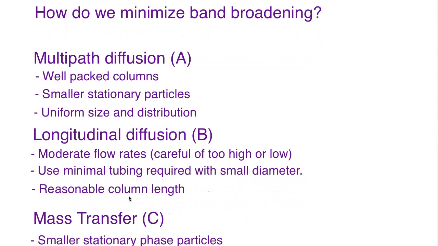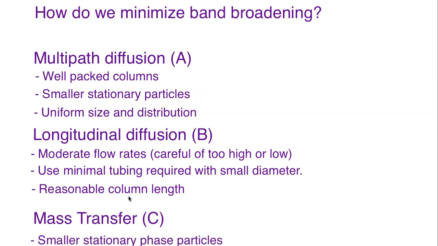Okay, so for the longitudinal diffusion, this is our random or natural diffusion process. Okay, moderate flow rates are best, and I make a note here, careful, not too high and not too low. Now both of these are important because if it is too low or too slow, okay, broadening can occur, and we already kind of talked about that earlier.